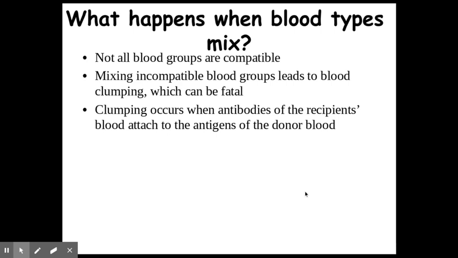So what happens when blood mixes? Not all blood groups are compatible, so mixing incompatible blood groups leads to blood clumping, which can cause you to die if the clumps go to certain parts of your body. Clumping occurs when the antibodies of the recipient's blood attach to the antigens of the donor blood.